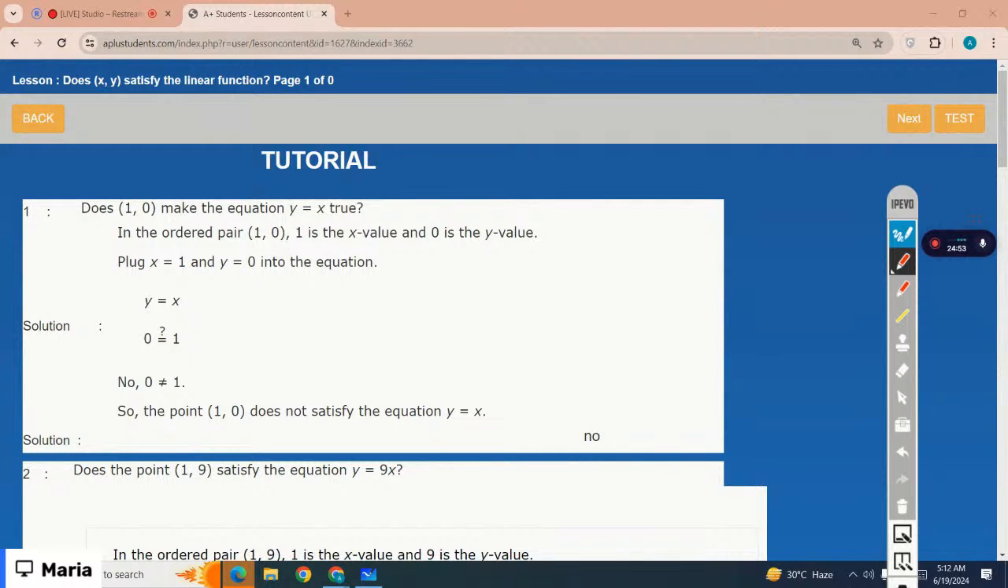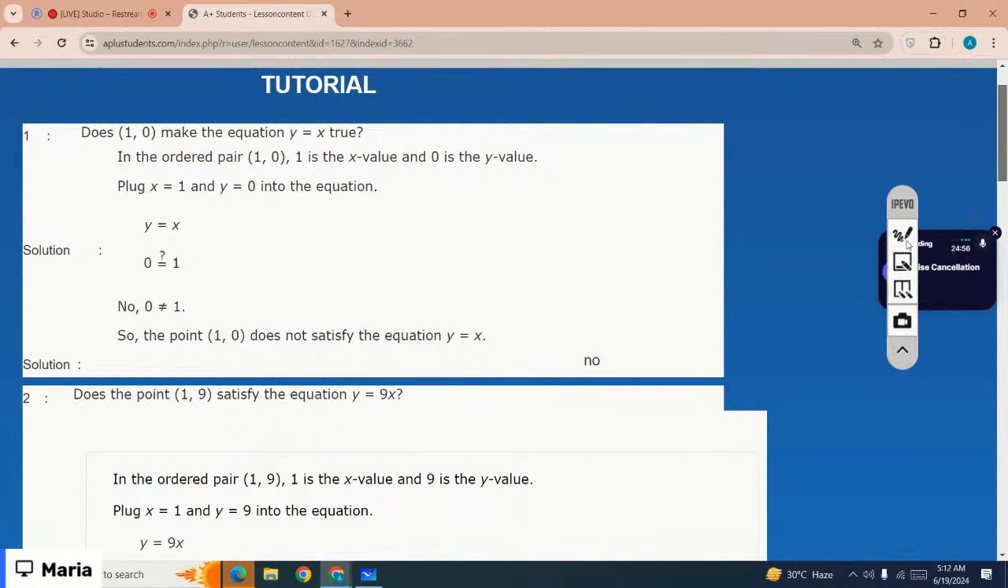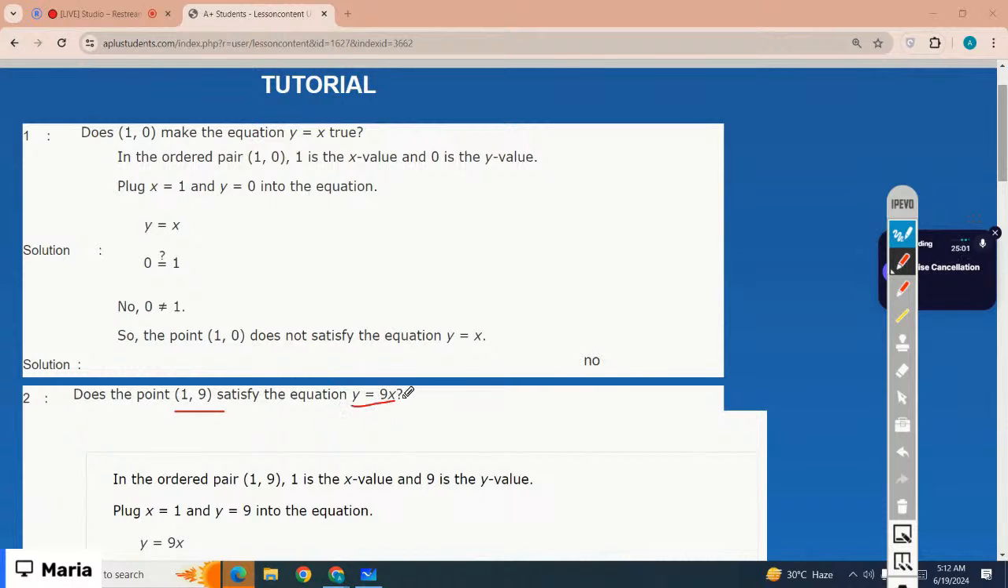Just look at the next example. The next example is: does the pair (1, 9) satisfy the equation y equals 9x, right? Y equals 9x. The first value is the x value. The second value is the y value. Just replace the variables with the values, right? X is 1, y is 9. So 9 times 1 is 9. They both are exactly equal. That means the point (1, 9) satisfies the equation y equals 9x. Got it?